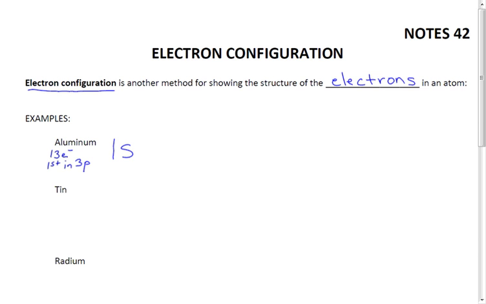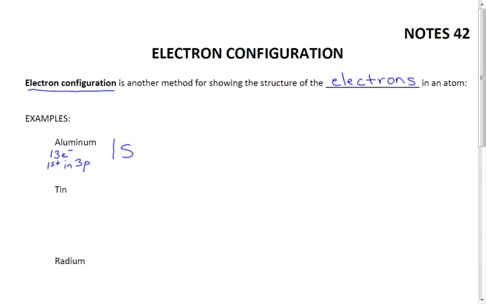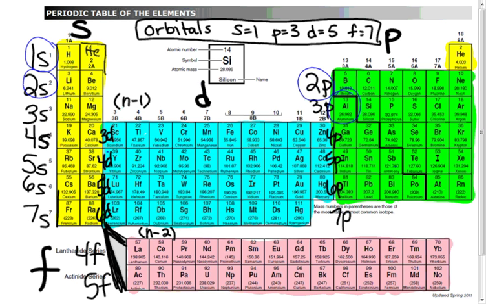So we're listing them. Once we get through 1s, we look at the next row. We have 2s and 2p. And we'll just write that after it. And we keep going. The third row, we'll have 3s and 3p. And since that's where aluminum is, we'll stop there.